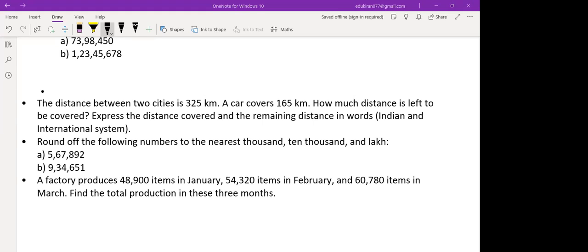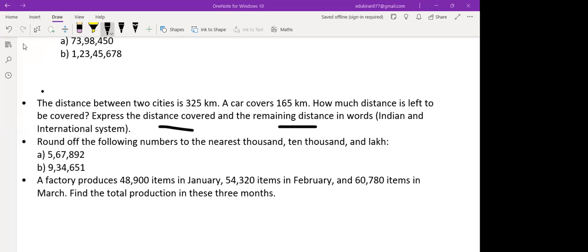Ma'am, after that, they are asking us to express the distance covered and the remaining distance in words. So distance covered would be 165 and the remaining would be 160. And the remaining, ma'am, we are supposed to add them, right? What will you add? 325 plus 160? They are asking you to express the distance covered and the remaining distance in words differently, not together. Oh, okay, that's why. Ma'am, I added and got the answer as 650, and I wrote that. No, they are asking you differently. Okay, ma'am, I was confused.